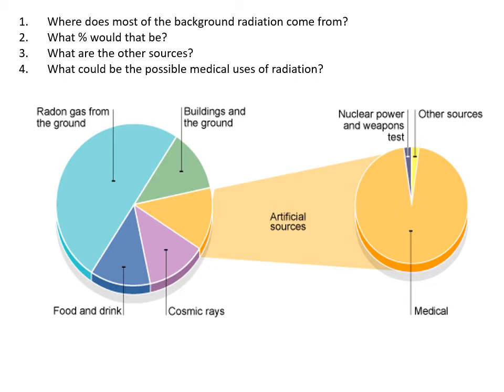4, what could be the possible medical uses of radiation? So for this, we're thinking things like X-rays or investigations using nuclear isotopes, and we'll come on to that later on. Also, you could think about radiotherapy. You may know people who've undergone cancer treatment using radiotherapy. That's using gamma rays. So question 4 is something we'll come back to as we move through this nuclear physics topic.